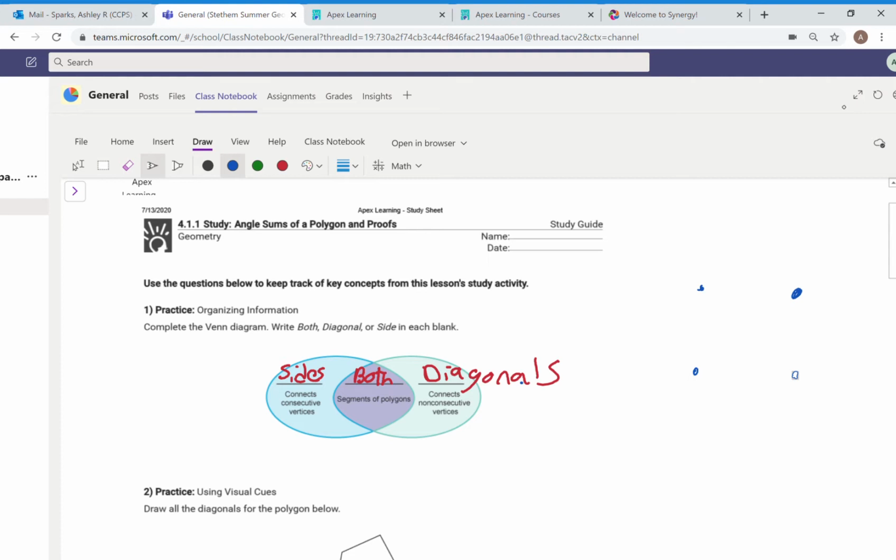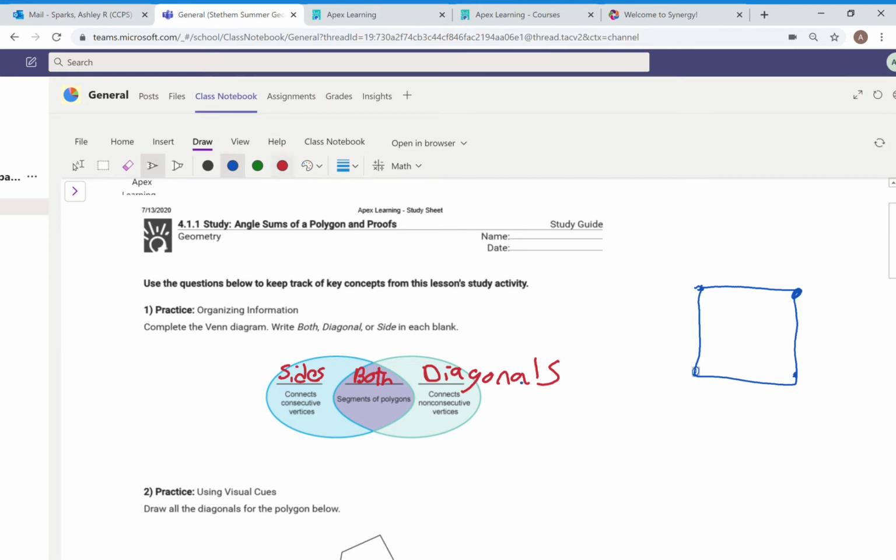So sides connect consecutive vertices. If you think about a square, right, there's four corners or four vertices. A side's going to connect the ones that are next to each other. Consecutive is a word for next to each other. So here's a side, there's a side. Hopefully pretty straightforward idea for you guys.